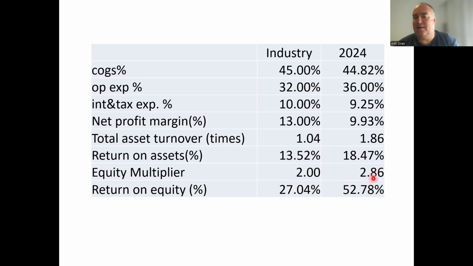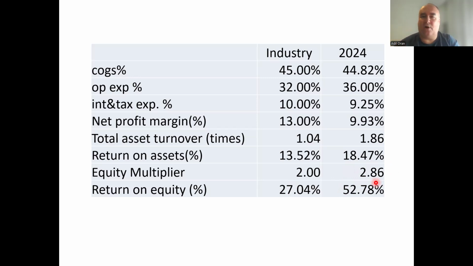Well, just a little. If it had been 33% equity, it would have been exactly 3. But now we are at 2.86. So we are using significantly more financial leverage. So our equity multiplier is higher. The equity multiplier, unlike profits and unlike total asset turnover, is a little more complicated to interpret.